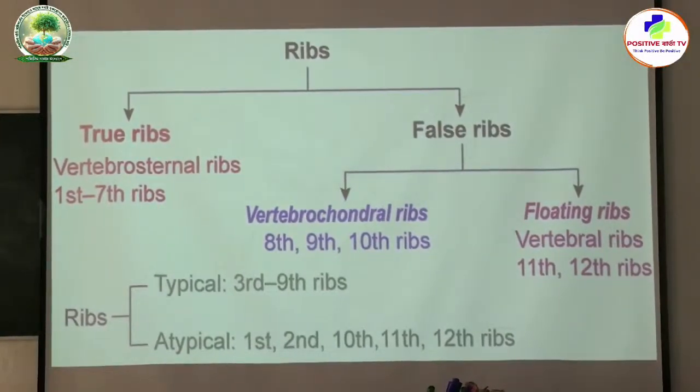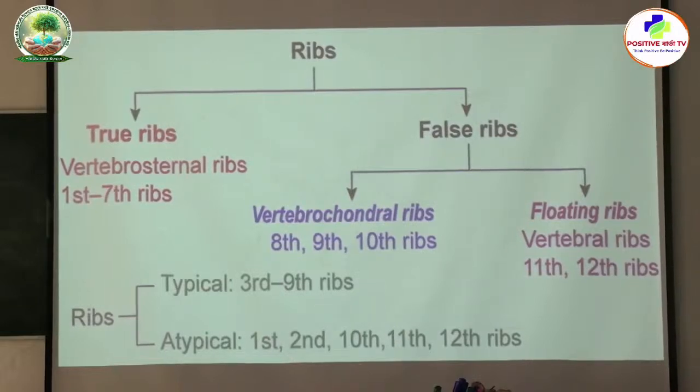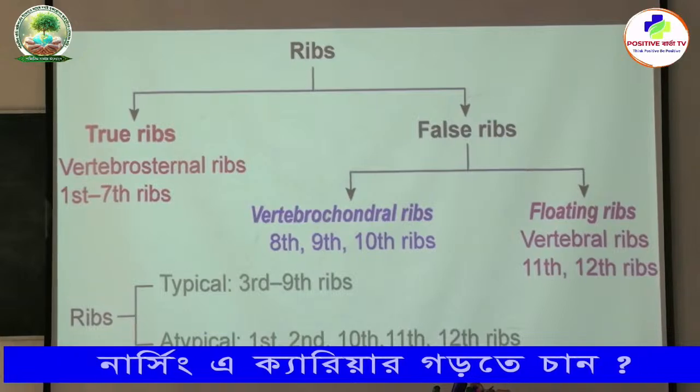Ribs are again divided into typical and atypical. Typical ribs are 3rd to 9th ribs. Atypical are 1st, 2nd and 10th, 11th, 12th ribs. Okay.